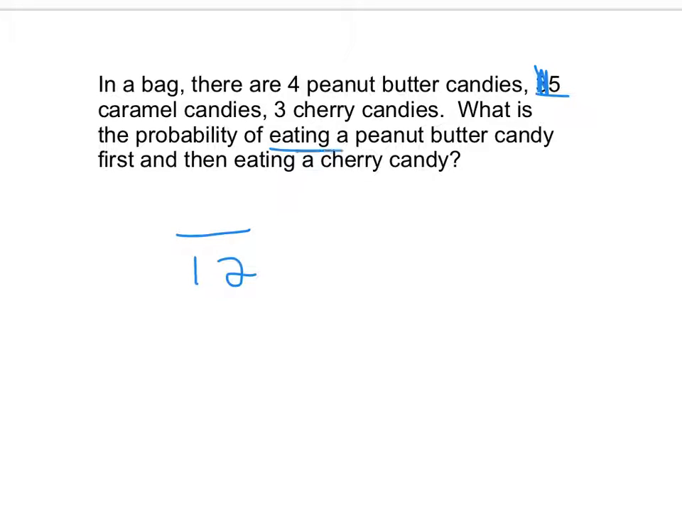Okay, so they're telling me I'm eating it. So the probability of picking a peanut butter candy is 4 out of 12. And then I picked one out and I ate it. So now I only have 3 peanut butter candies. That also changes the total. So the total, instead of 12, is now going to be 11. But cherry candies, I didn't eat a cherry candy. I ate a peanut butter candy to start. So 12 out of 132.